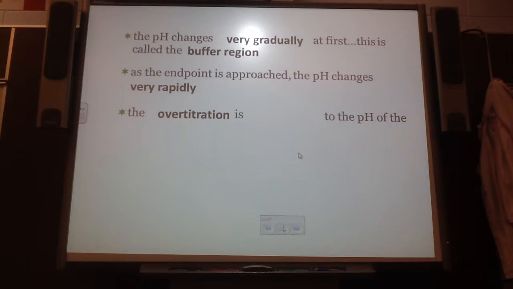The over-titration, so that's adding the one extra drop so that it stays pink. That's the endpoint, because the endpoint is theoretically one drop past the theoretical point, okay? And it is asymptotic to the pH of the titrant.